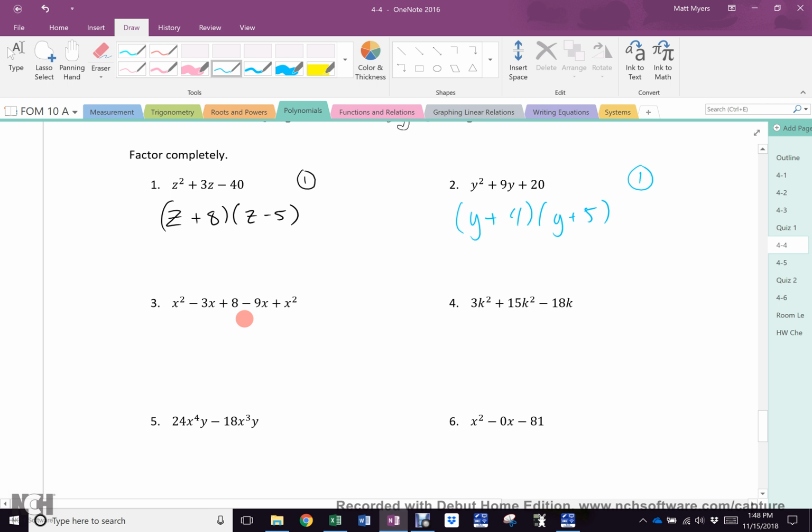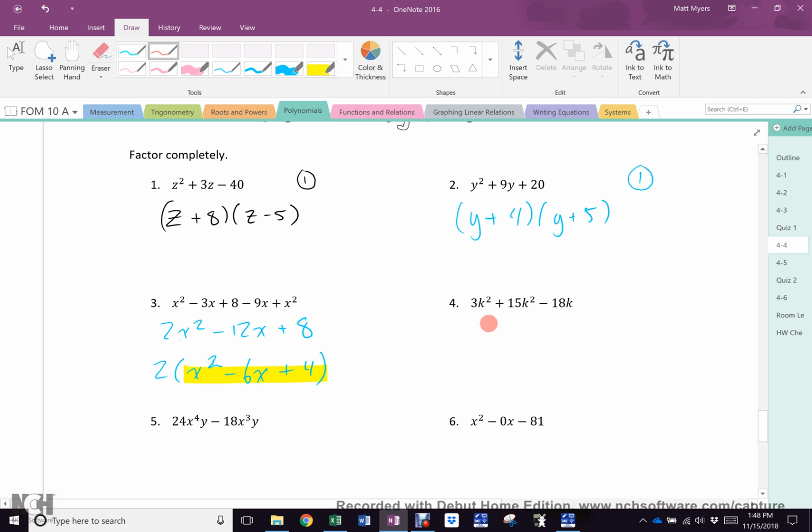What must you do here? Collect like terms. 2x squared minus 12x plus 8. Now we can factor it. What's coming out? 2. What's staying in? This is what we've done all around the board today. X squared minus 6x plus 4. And now I must stop. Even though that looks like I can factor it, I cannot, can I? Because 4 has no factors that will add to 6. So it is done.